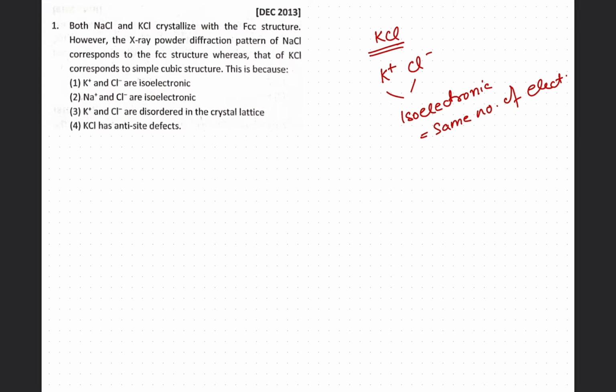So because they have the same number of electrons, some peaks are missing, so the reason would be this. So we get the X-ray diffraction pattern corresponding to the simple cubic. In X-ray diffraction, basically it depends upon the number of electrons as well as the size of the atoms. If your atom is small and lightweight, it will scatter less, while if the atom is big, it will scatter more. So the correct answer is A.